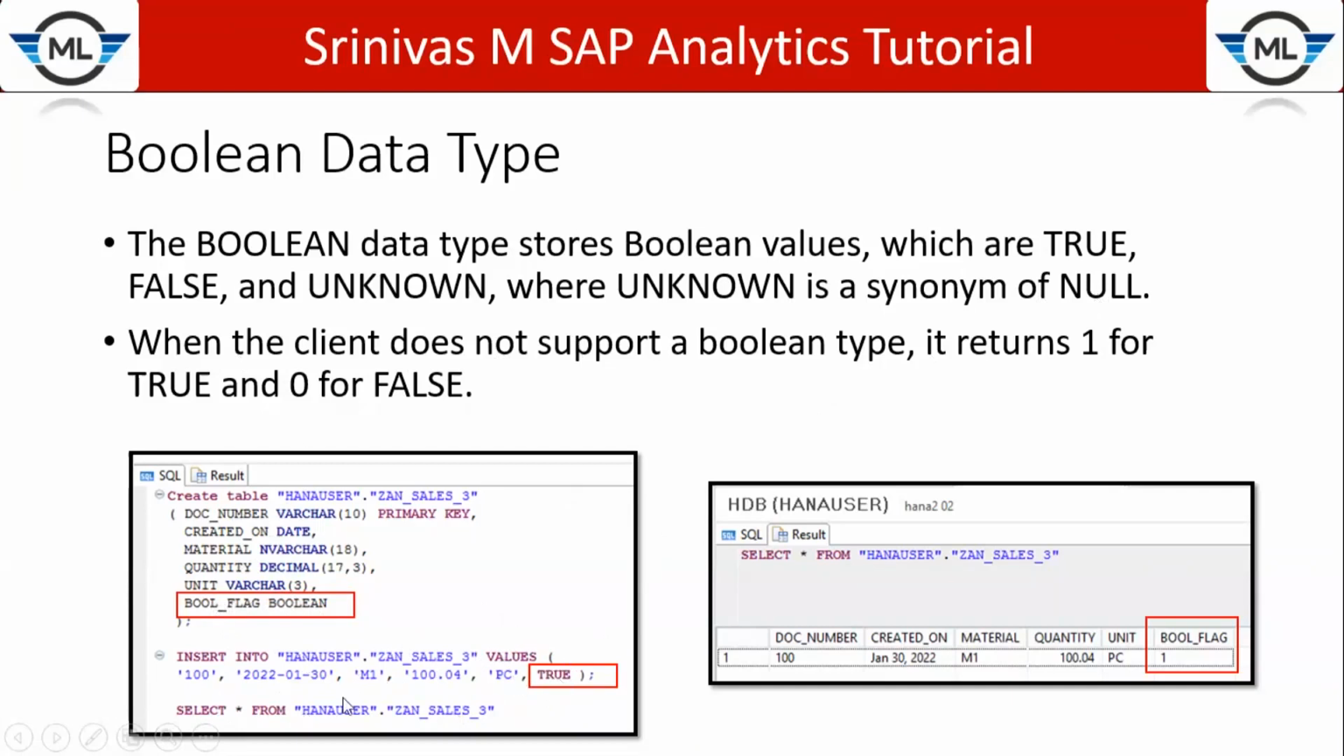And when you retrieve this data from this column, how does it look? That's why I gave one select statement also on this table. You see, when I am retrieving data from this table, instead of true, it is showing it as 1. Why is it showing it as 1? We wrote here, when the client does not support a Boolean type, it returns 1 for true, 0 for false. Since I stored my data as true, it returns 1. If I stored false, then it will return 0 here. Okay, so this is about Boolean data type.